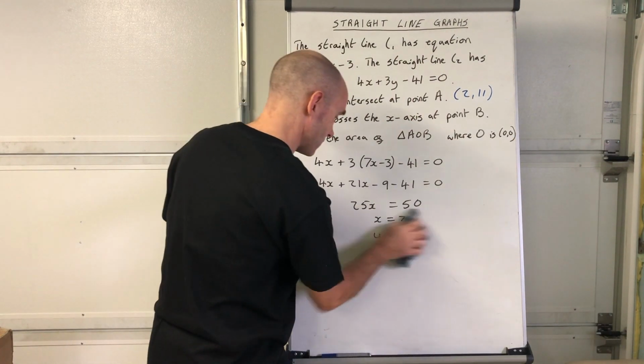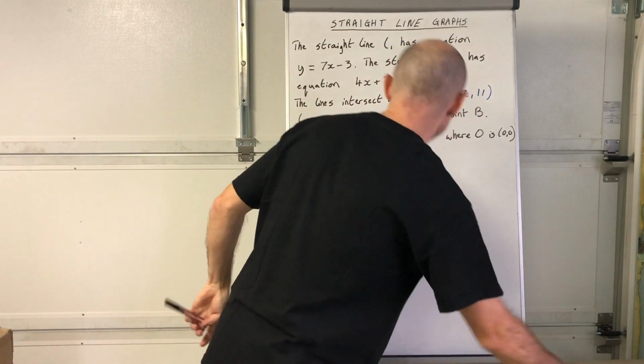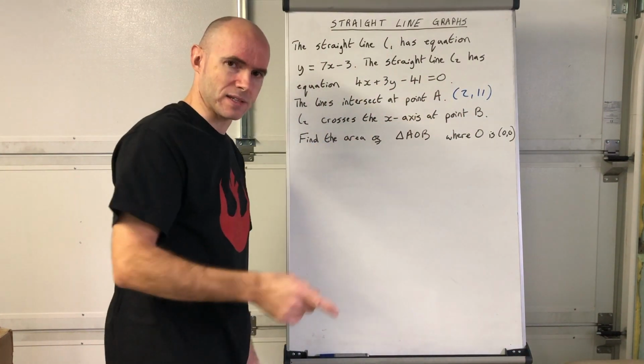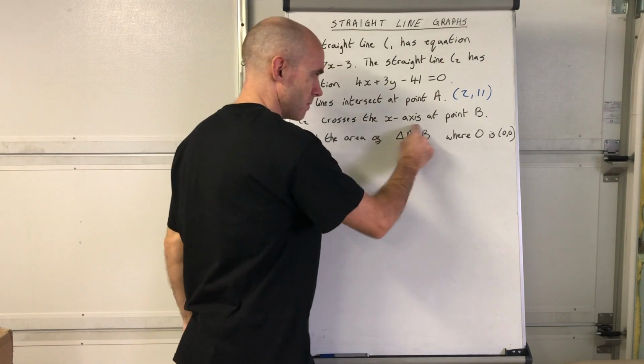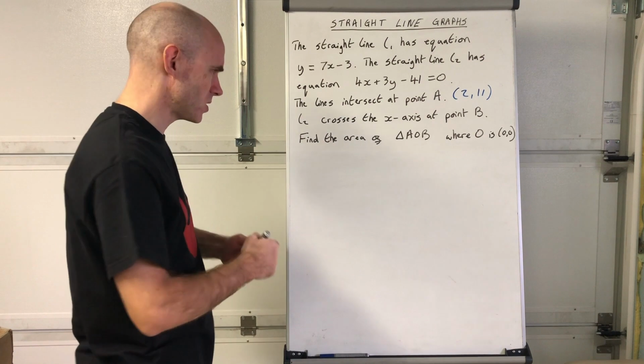I'm going to clean that off and set to work on the next bit. Okay, so point B, we need to find where that is. Now this sort of thing comes up quite a lot. The line crosses the x-axis at point B. What to do in that scenario?